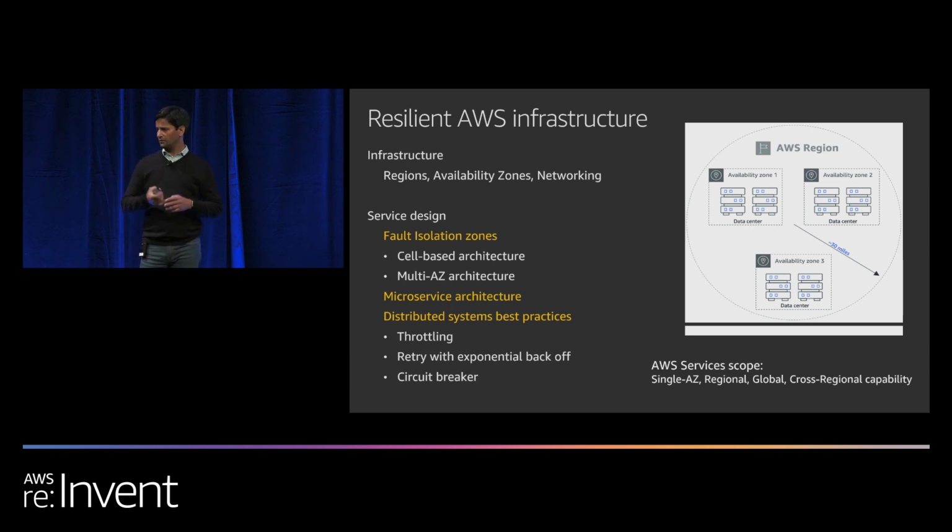Fault isolation zones, so we just talked about multi-AZ architectures, right? We strongly recommend customers deploying tier 1 or highly critical production applications into multi-AZ architecture. But also what we do from the services side is not only AZ, but also we deploy in a cell-based architecture. What is cell-based architecture?